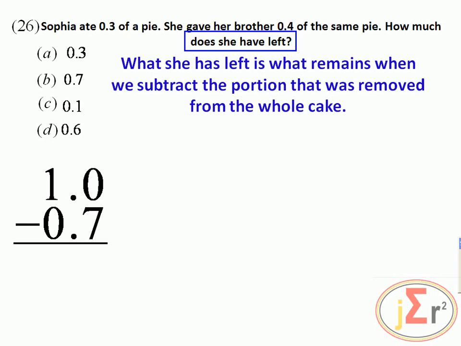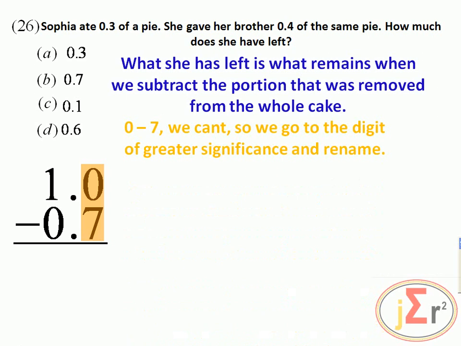What do we do? We will say right there that we will subtract 7 from 0. Can we do that? No. What do we do? You have to go over onto the left column and take away 1 from the ones column, bring it over to the tenths column. Alright, so that's correct. So 0 minus 7, we can't. So we go to the digit of greater significance and rename.